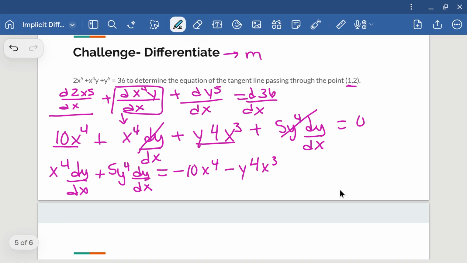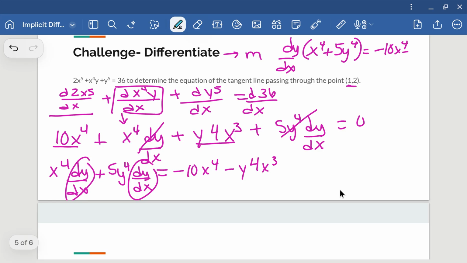Okay, so I've done all that work, and now I'm just going to keep going, and I'm going to run out of room here, so I'll just go to the top. So from here, I want to notice that I have this common term of dy over dx. So I'm going to take it out, and when I do, I'm left with, sorry, that's not how I want to take it out. I need a bracket. So I have taken that out. That'll have x to the power 4 plus 5y to the power 4, and this still all equals negative 10x to the power 4 minus y to the power 4 times x cubed.